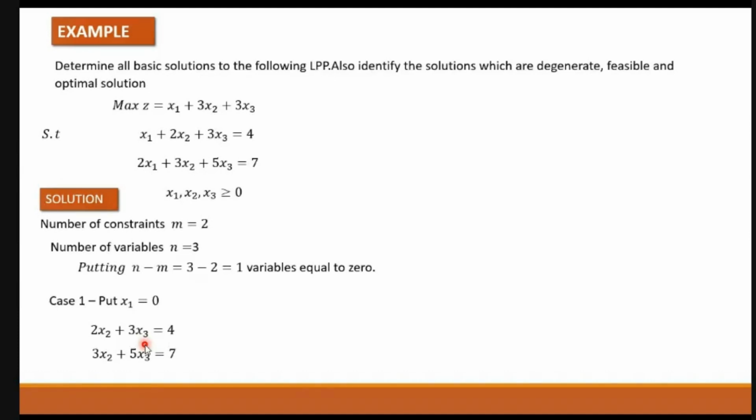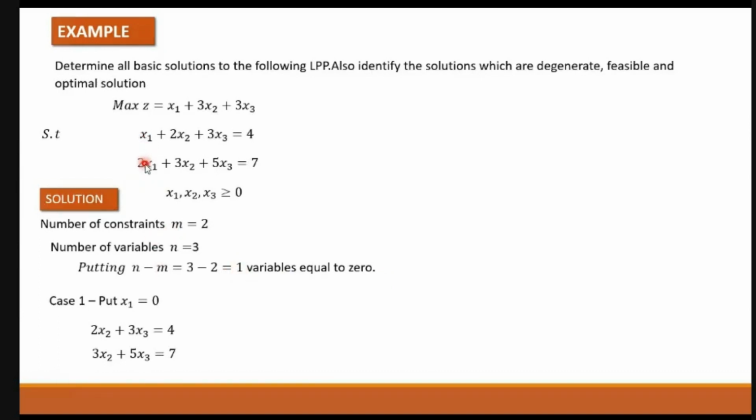There will be 3 cases. We have to put one variable and then solve for the remaining variables depending upon this number. If 2 comes here, we have to put 2 variables equal to 0. Here 1 has come, so we have to put one variable. So first I put x1 equal to 0.